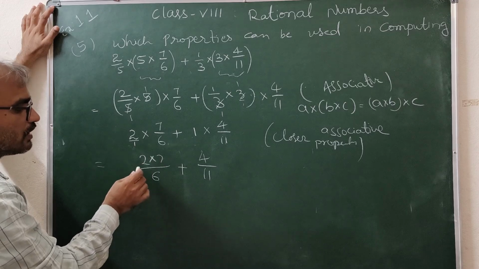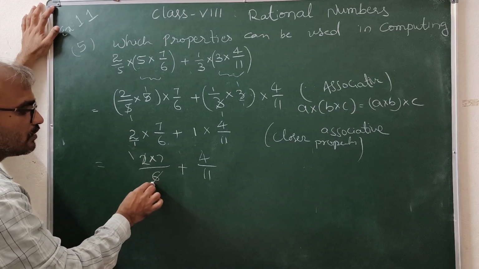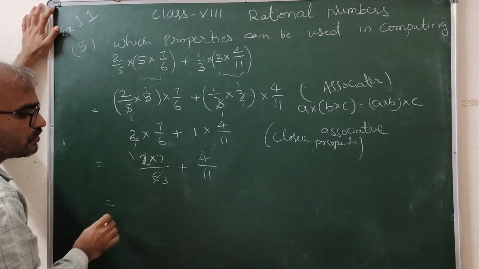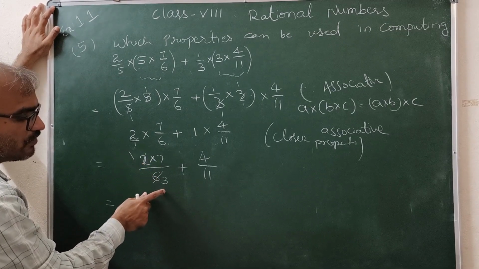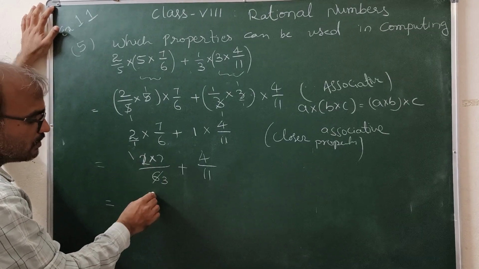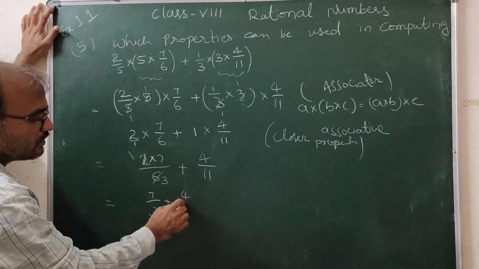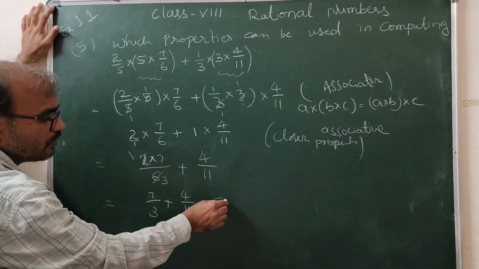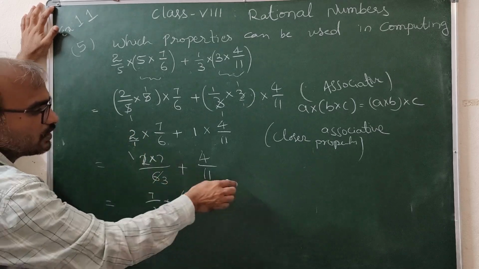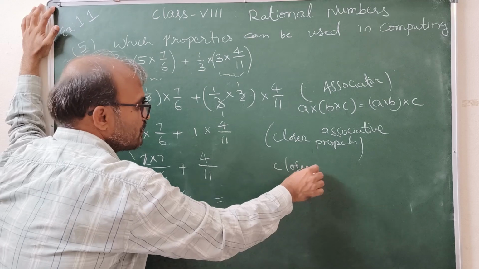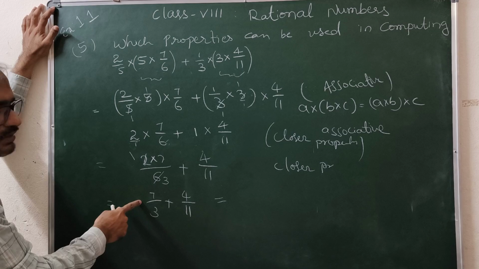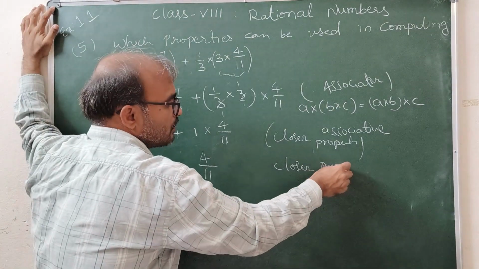Now you can cut here again. 2 sevens, 2 ones, 2 threes. The common factor is 2 here: for 2 and 6 there is a common factor, 2 and 6 go in the 3 table. So this is 7 by 3 plus 4 by 11. Now what you have to do? Here also we have used closure property. To simplify this, the product of two rational numbers is again a rational number. Closure property.